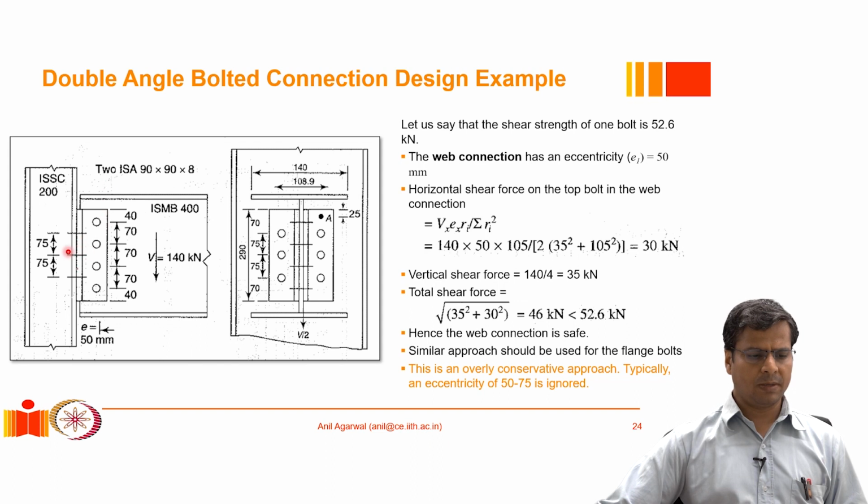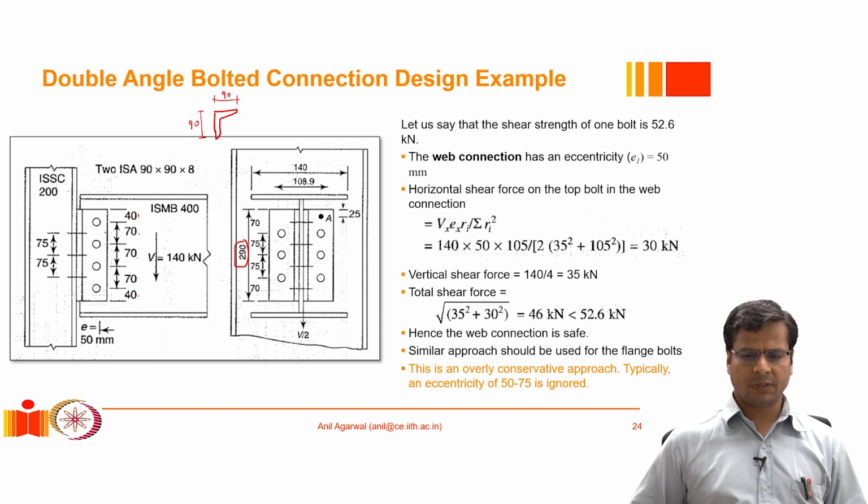in addition to this beam and column, we have used two ISA angles of 90, 90 and 8. So basically these angles have these dimensions. Each leg of this angle is 90 millimeter and the thickness is 8 millimeter. The angle length is shown here, which is 70 plus 70 plus 70 plus 40 plus 40. So this is the total length of the angle, which is equal to 290 millimeters.